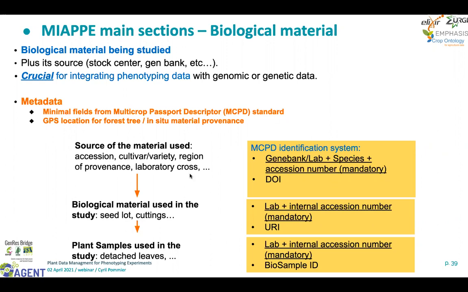And it has 3 levels: the source of the material used, in other words, the accession; the biological material used in the study, the seed lot, the actual plant that is being observed in your study; and finally, samples taken from a given plant. For instance, if you want to do molecular phenotyping, measuring metabolites, concentrations, things like that.